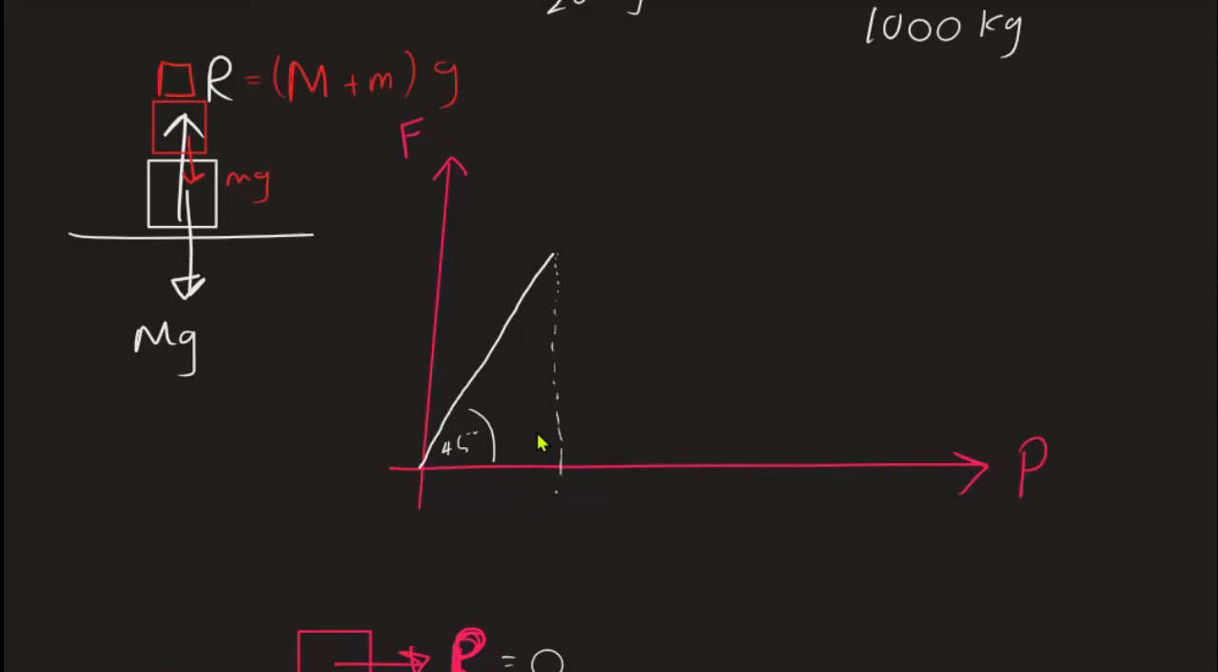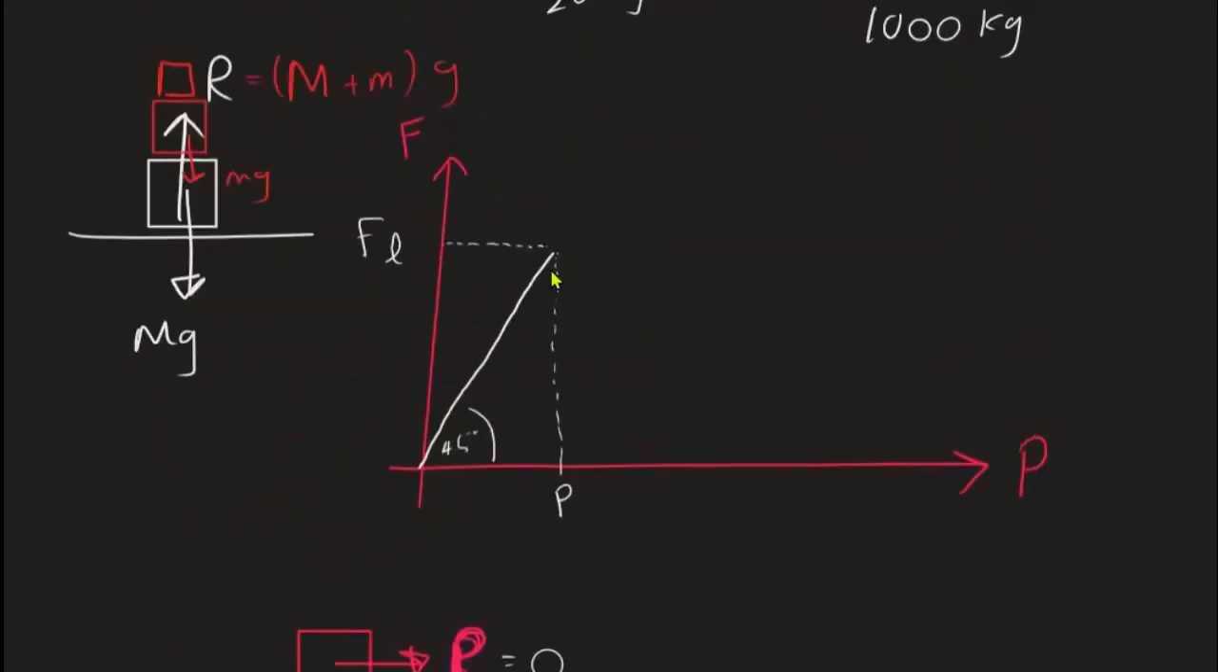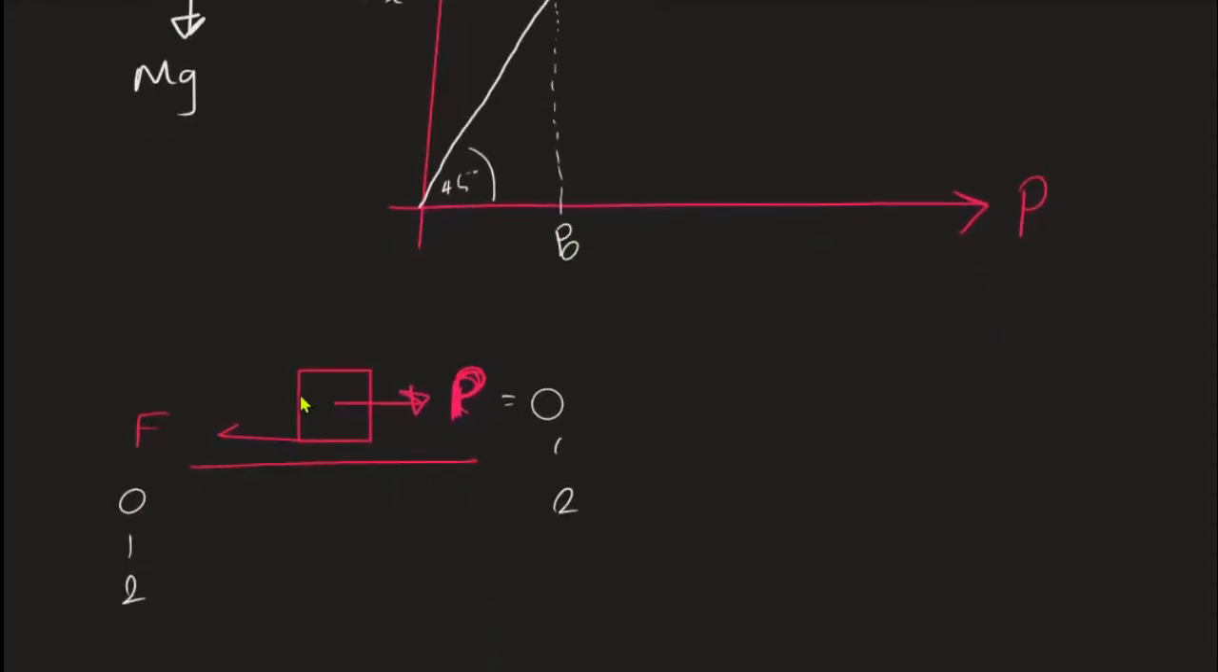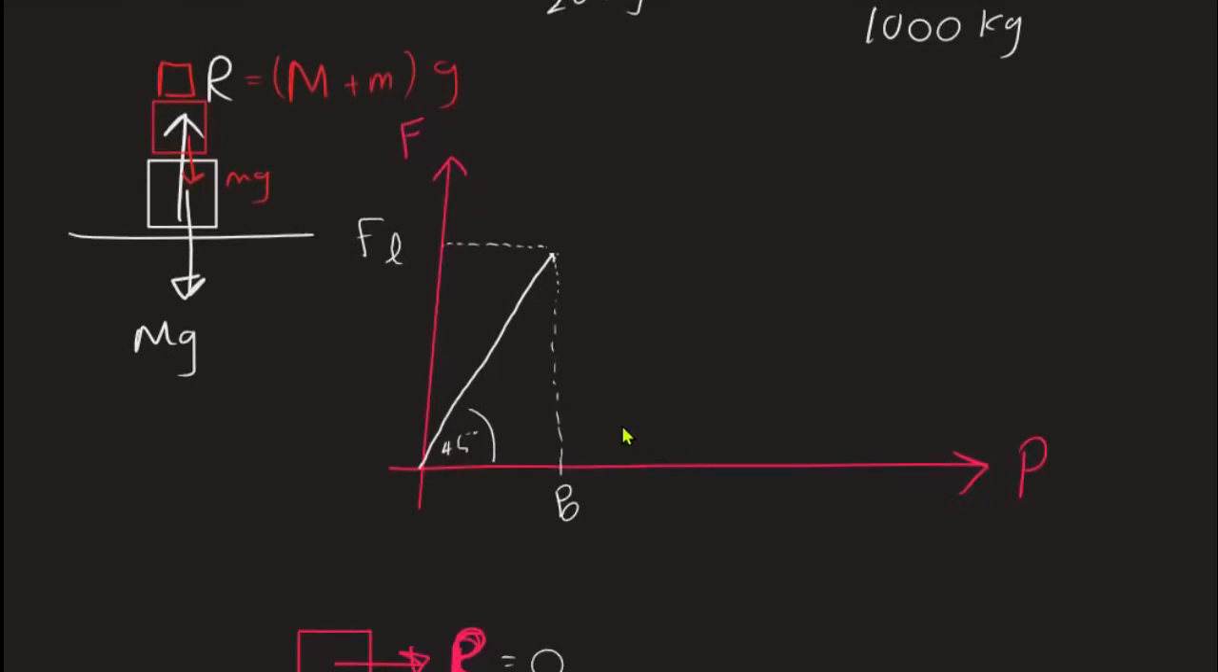There's going to be a certain force P where the frictional force is maximum. We call that frictional force the limiting frictional force. If you increase P beyond that value, let's assume P naught, then the block will start to move in the forward direction. So the frictional force is suddenly going to slightly drop, and it will be constant throughout. This is called the dynamic friction.